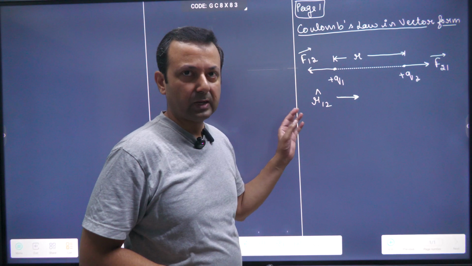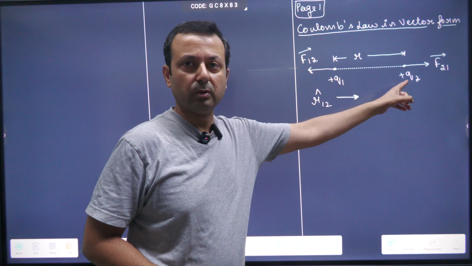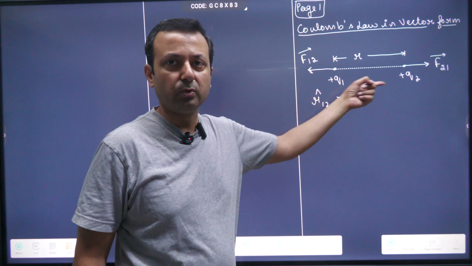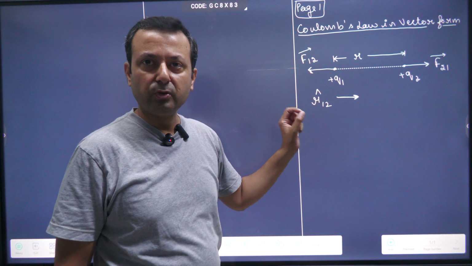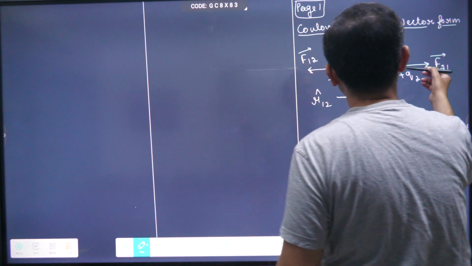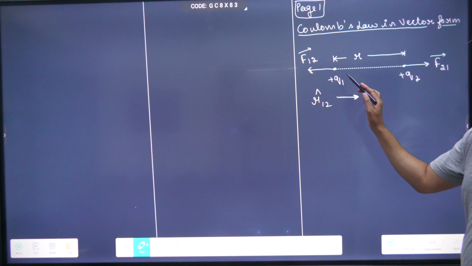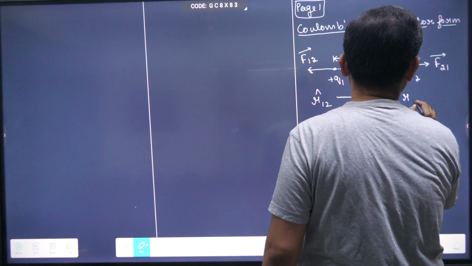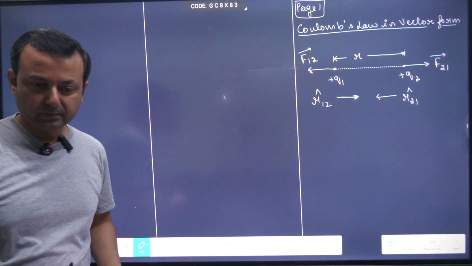Okay, I told you that whenever we go from one place to another place, like we are moving from q1 to q2, if we are taking this distance as the direction q1 to q2, then we write it as r12 cap. R12 cap is the unit vector from q1 to q2. Similarly, if we are taking displacement from q2 to q1, then we write it as r21 cap.